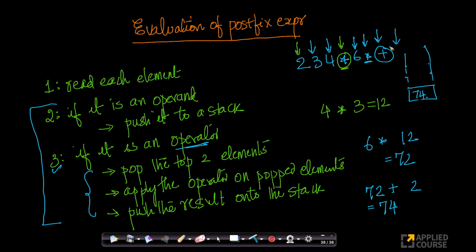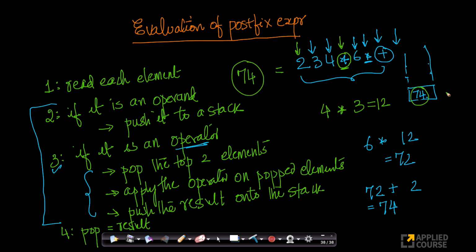Now I've reached the end of my postfix expression. The whole expression has been evaluated. In the stack, I'm left with only one item, which is 74. So the next step is, once each element is processed, simply pop from the stack, and that will be equal to your final result. So I'll simply pop from it, I'll get 74. So the result of this is 74. Makes sense, right? Let's just see if that is right.